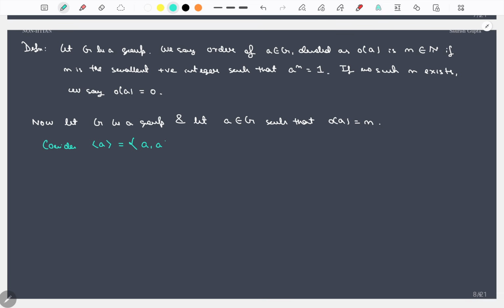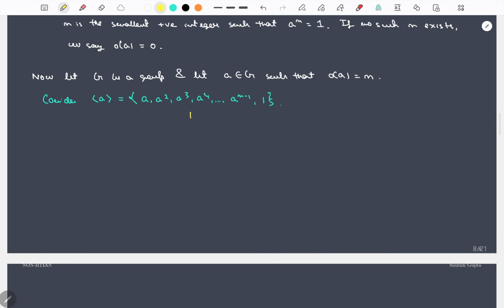So A, then A squared, A cubed, A to the power 4, so on and so forth, up to A to the power n minus 1. None of these elements are 1, right? Because n is the smallest positive integer such that A to the power n is 1. And then A to the power n is 1, and the same elements repeat, so this is the set. Now is it a group? It's surely a group, right? Because if you take any two elements from here and multiply them out, you will get a power of A, where the exponent will always be between 1 and n minus 1, right?